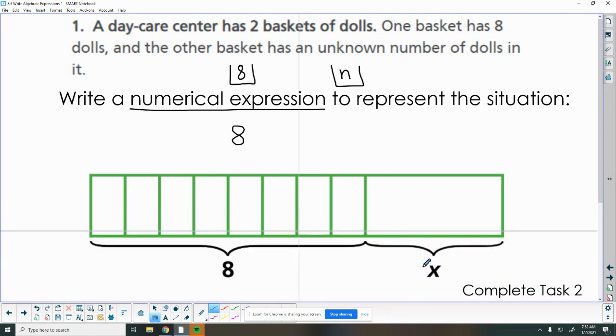So they chose to use the variable x. So we can see here is one basket. Here is the second. So we know there are 8 in the first basket. So they broke the first basket up into 8. And we don't know this one here. So they just represented it with an X.